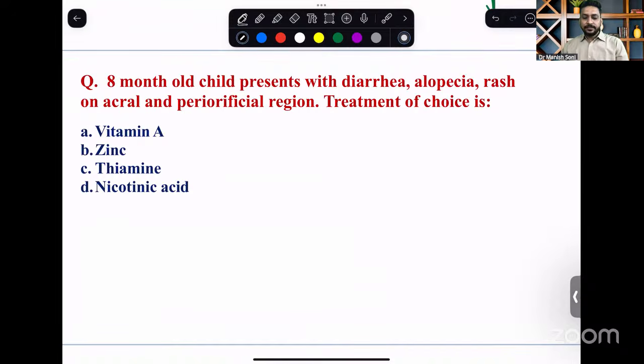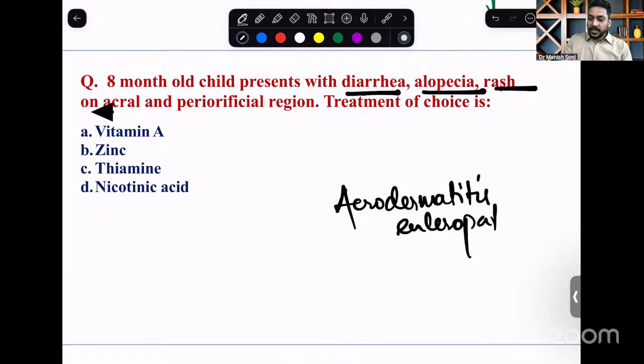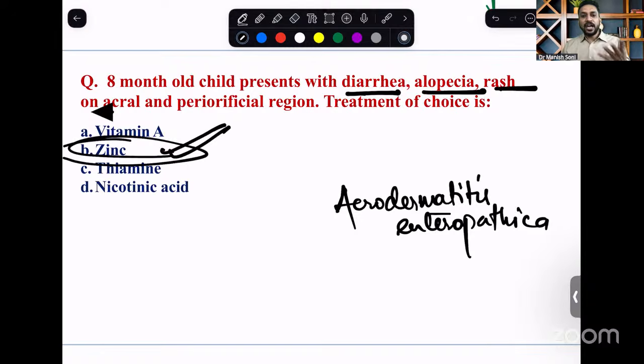8-month-old child presents with diarrhea, alopecia, rash on acral and periorificial areas. What is this condition? Yes, this condition is acrodermatitis enteropathica, which is due to zinc deficiency. It is due to zinc deficiency. And how do you know it is acrodermatitis enteropathica? Because the name itself is suggestive.